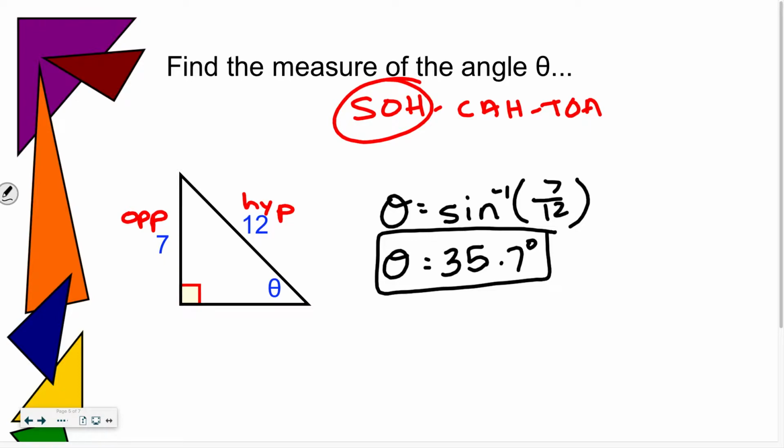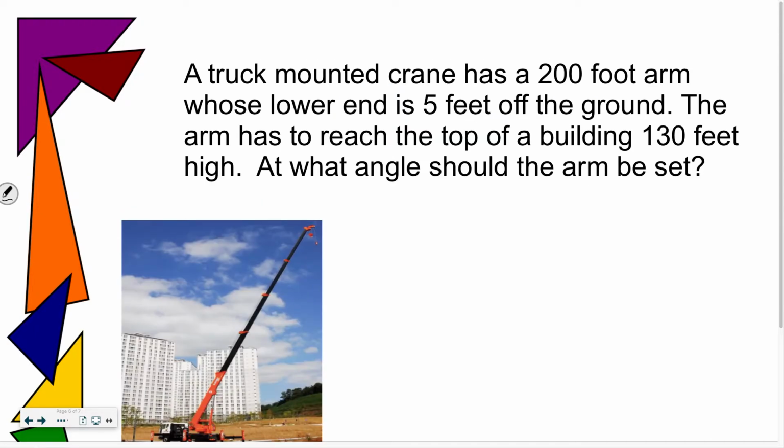Is everybody okay with that? If you are trying to find theta and you have the opposite and the adjacent side, I would use inverse tangent. If you have the adjacent and the hypotenuse side, I would use inverse cosine. I really don't ever use inverse cosecant, inverse secant, or inverse cotangent because why wouldn't I just flip it? Right.